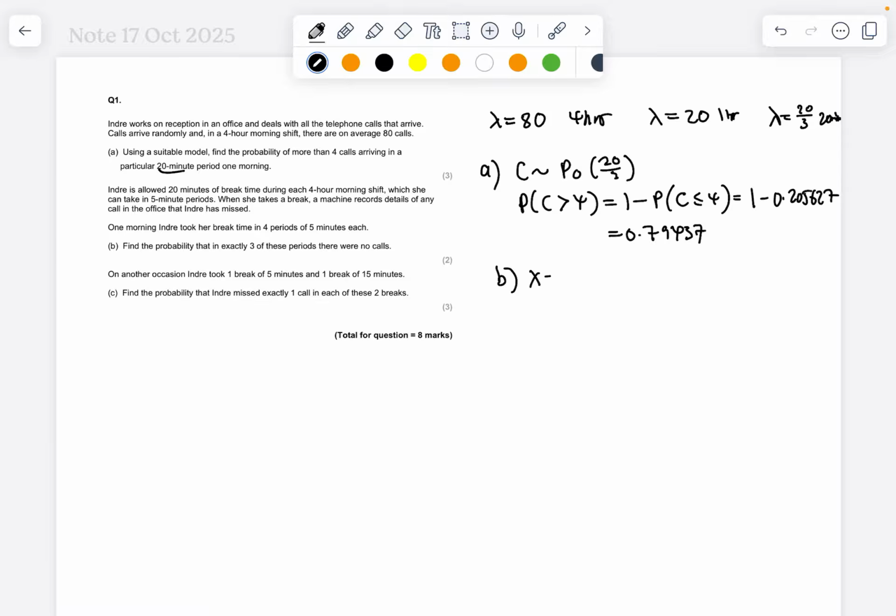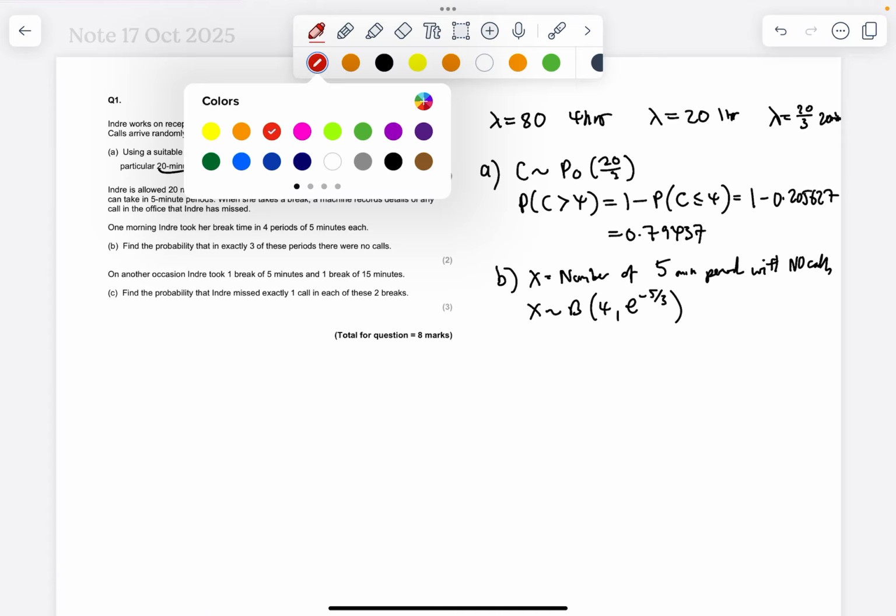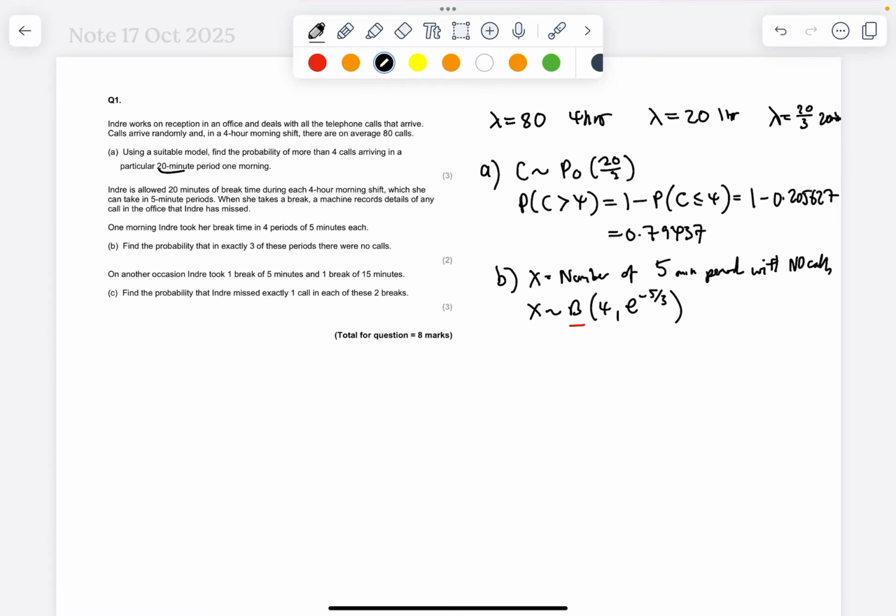So let's call X the number of 5-minute periods with no calls. Okay, so then that means that X is roughly binomially distributed, and we're going to say that we're looking for 4 periods. That's our n, and the probability is going to be e to the power of minus 5 over 3. Now, it's binomial because there's either a call or there's not a call.